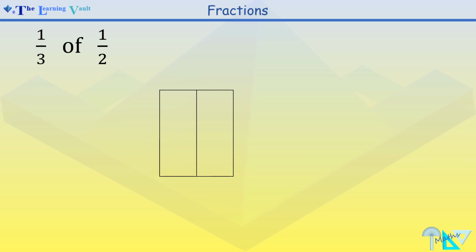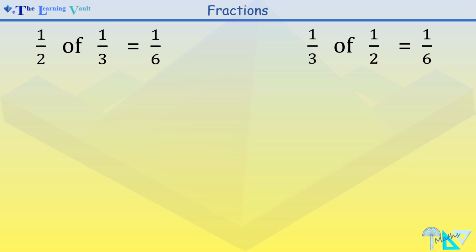Swapping the fractions round, let's look at how we find a third of a half. So we have a half, and we're trying to find a third of a half, which again will give us 1/6. So from the visual representation, we can see that a half of a third and a third of a half gives us 1/6. How do we work this out without visual representation?